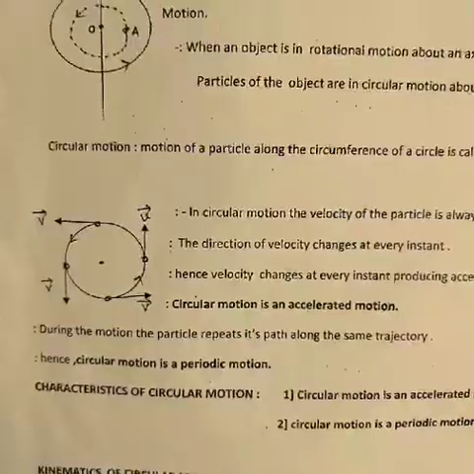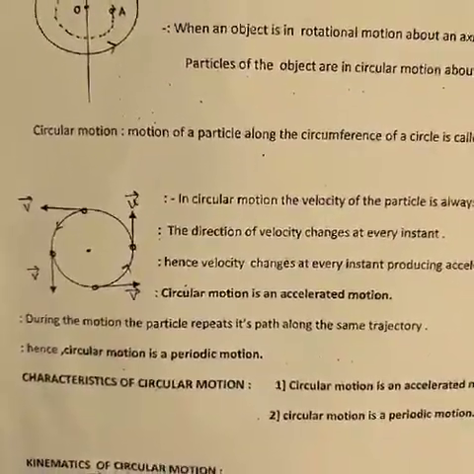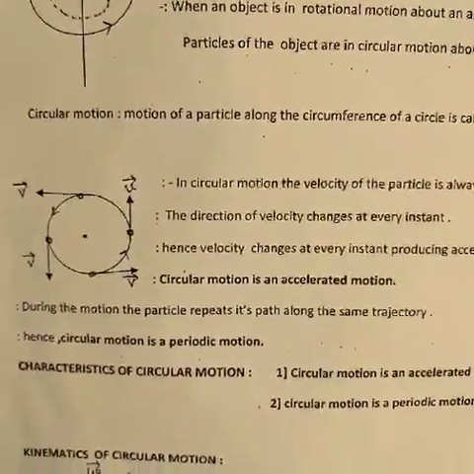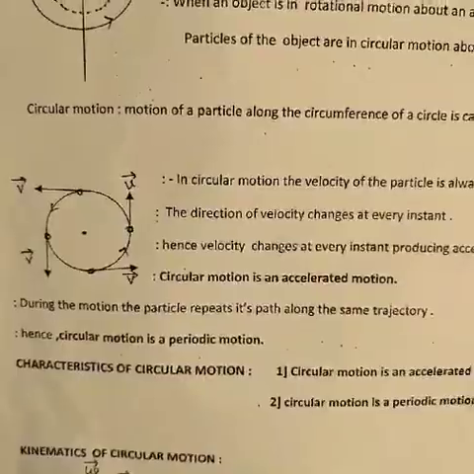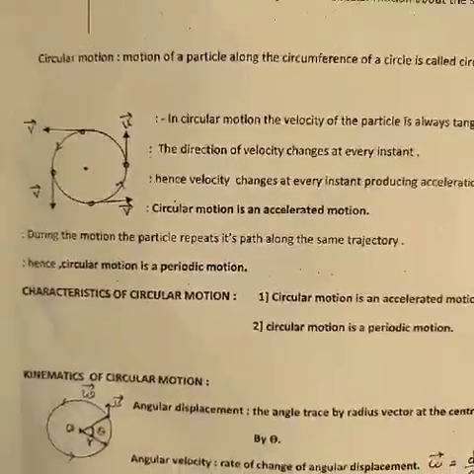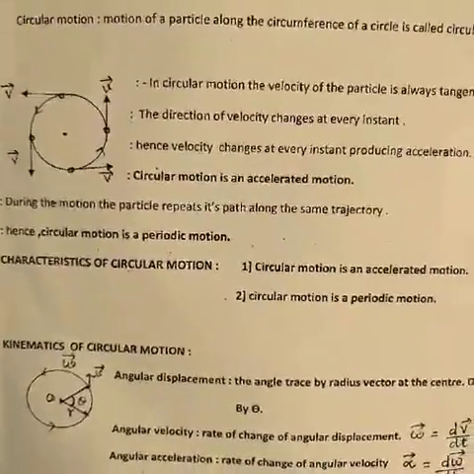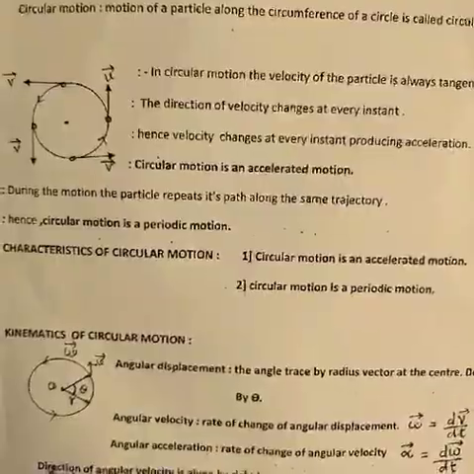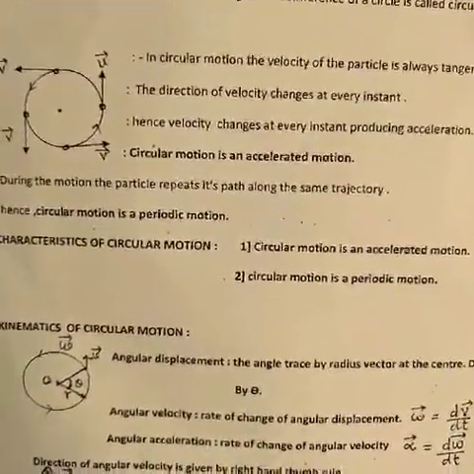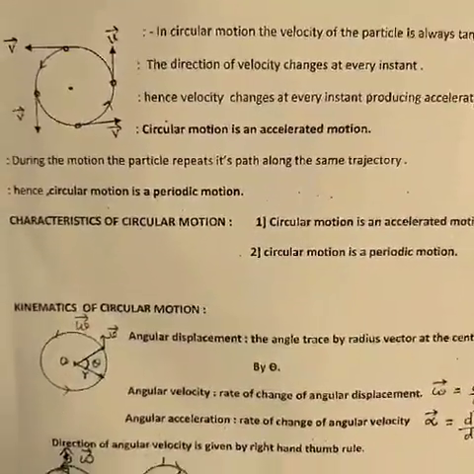Again, during the motion, the particle repeats its path along the same trajectory. Hence, the circular motion is periodic motion also. So here we have studied the two characteristics of circular motion. First, the circular motion is an accelerated motion, even though it's a uniform circular motion. And circular motion is periodic motion.